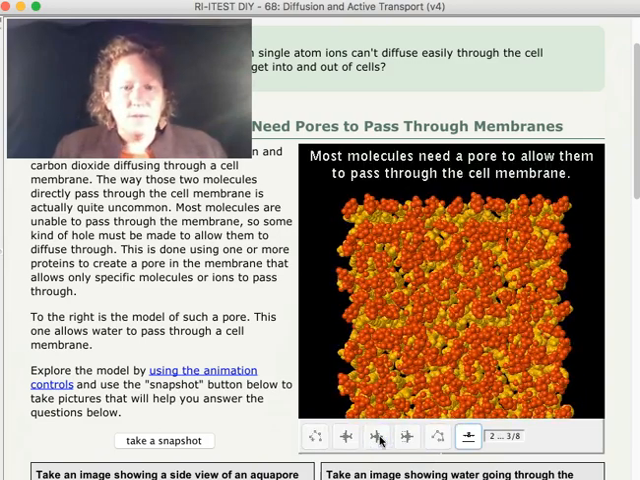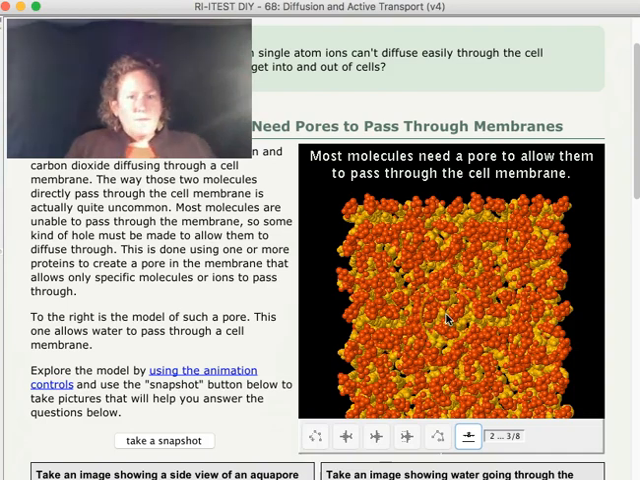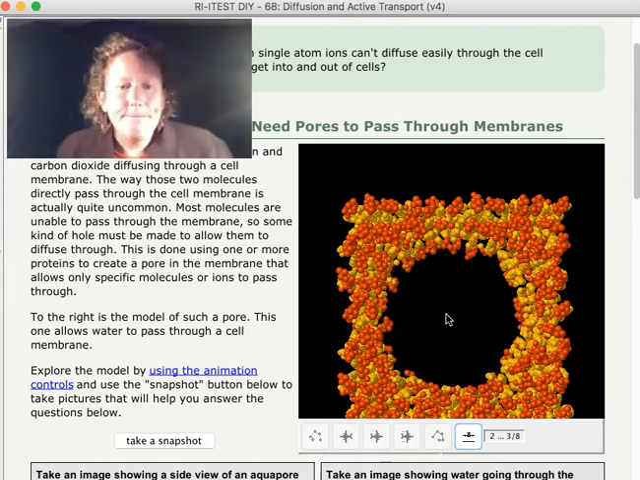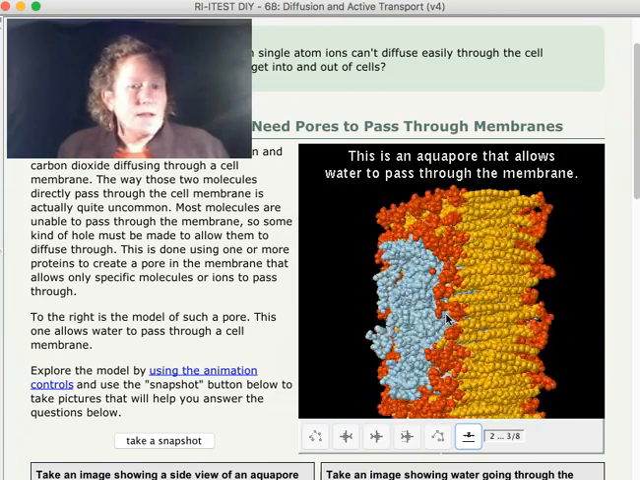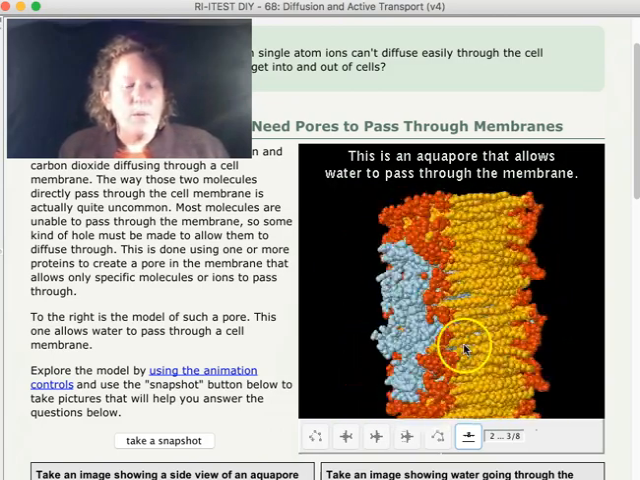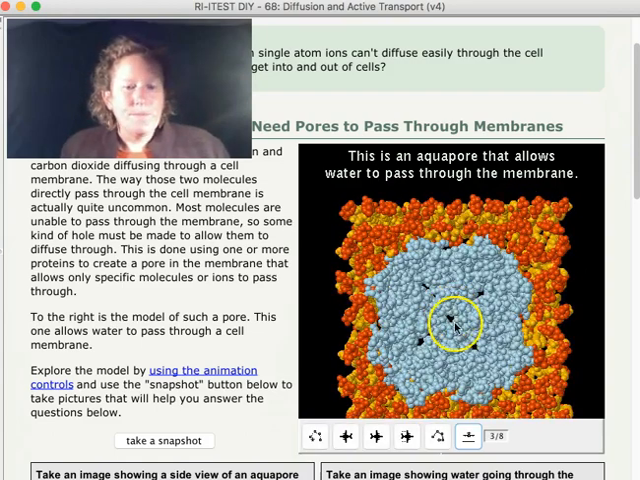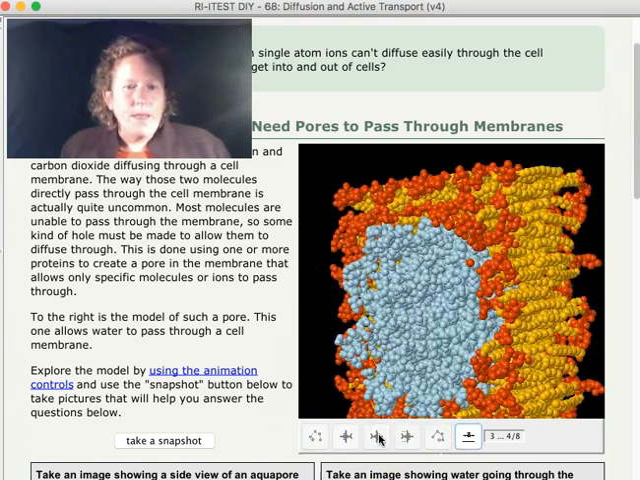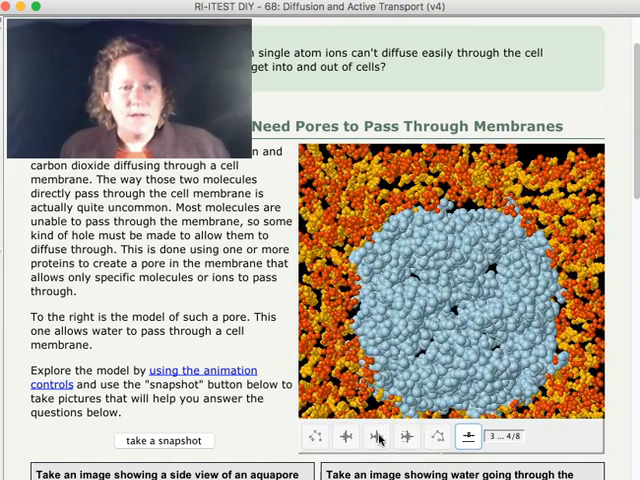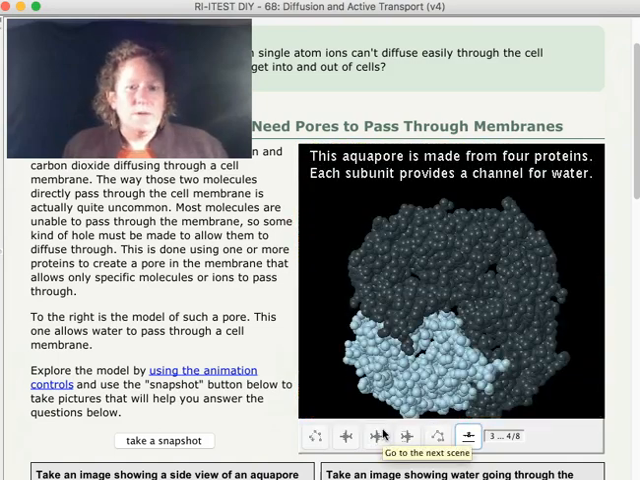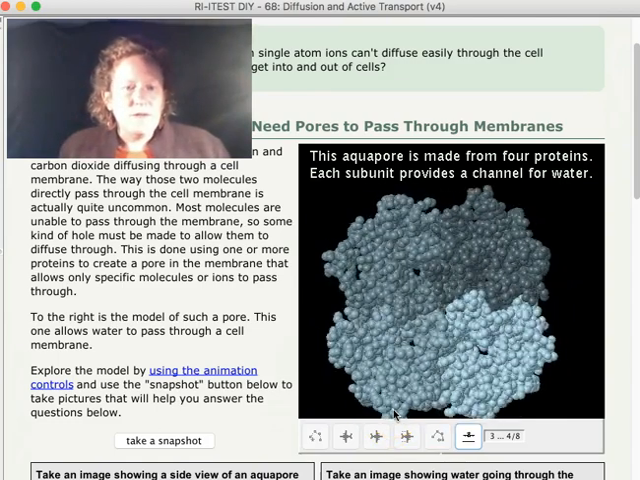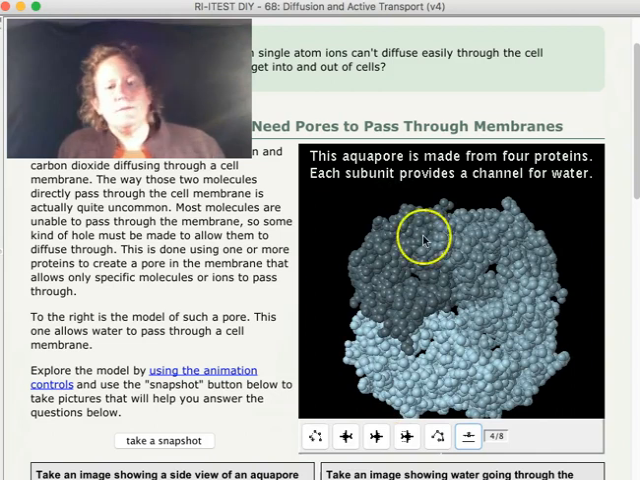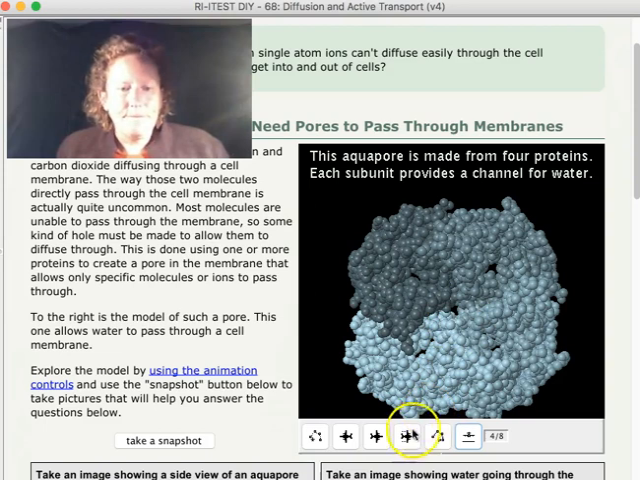Because water is polar, most molecules need a pore, in other words, a hole in the cell membrane that lets them go through. An aquapore helps water get through. An aquapore is a protein that has 4 subunits. And you can see the 4 subunits being built up here. Each one has a channel for water. You can see the little holes here, and then there's a channel in the middle.